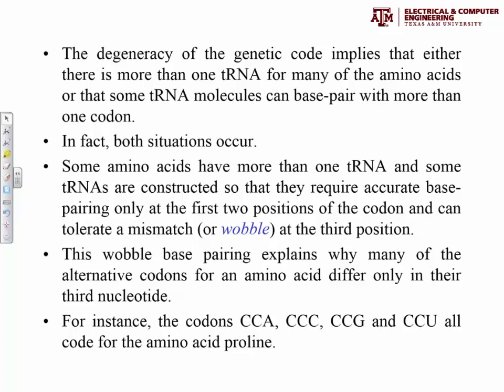Right. Each codon is like three letters. Only the first two, if they match, there is good base pairing of the codon, and they can tolerate a mismatch, or what is called a wobble, at the third position. This wobble base pairing explains why many of the alternative codons for an amino acid differ only in their third nucleotide. For example, these codons CCA, CCC, CCG, and CCU all code for the amino acid proline. It's one out of the 20 amino acids.